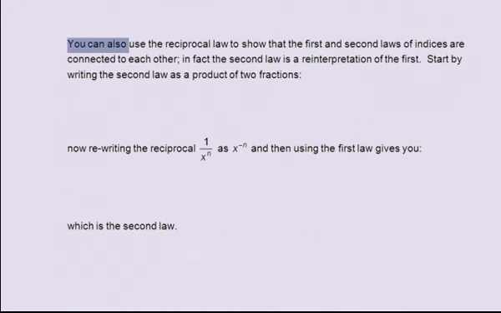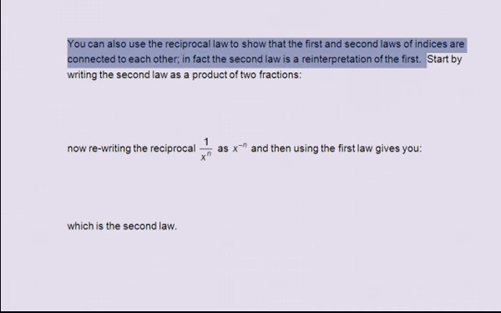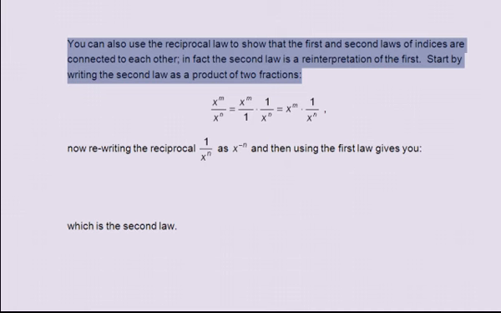You can also use the reciprocal law to show that the first and second laws of indices are connected to each other. In fact, the second law is a reinterpretation of the first. Start by writing the second law as a product of two fractions. The second law is x to the power m divided by x to the power n, which equals x to the power m divided by 1 multiplied by 1 over x to the power n, which equals x to the power m multiplied by 1 over x to the n.